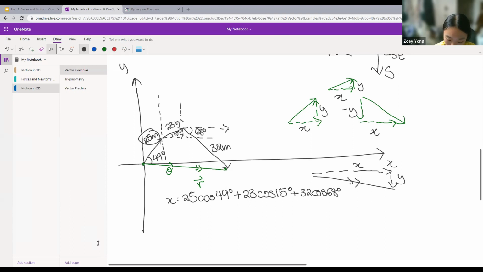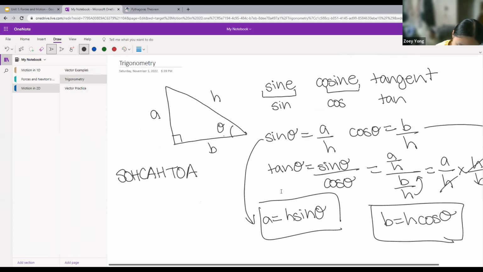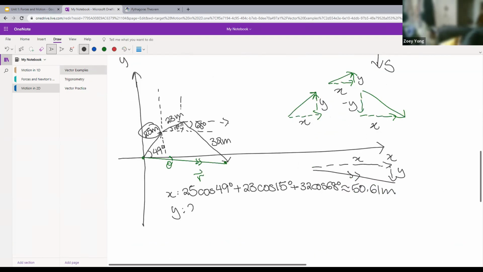For, what was that? That was x. So that's about 50.61 actually meters in this direction. And now we can do the same thing to find y, except for y, we said the equation was instead of cosine, it's going to be sine. So this is like the y because it's up down. Instead of h cosine theta, it's going to be h sine theta. This is going to be 25 sine 49.